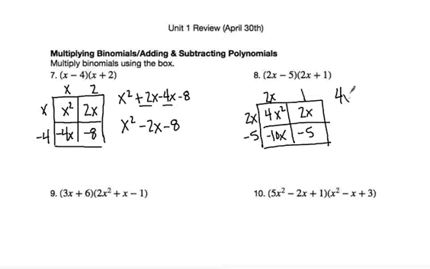So we take out all of our terms, 4x squared plus 2x minus 10x minus 5, and put together our like terms, 2x and negative 10x, to give us a final answer of 4x squared minus 8x minus 5.